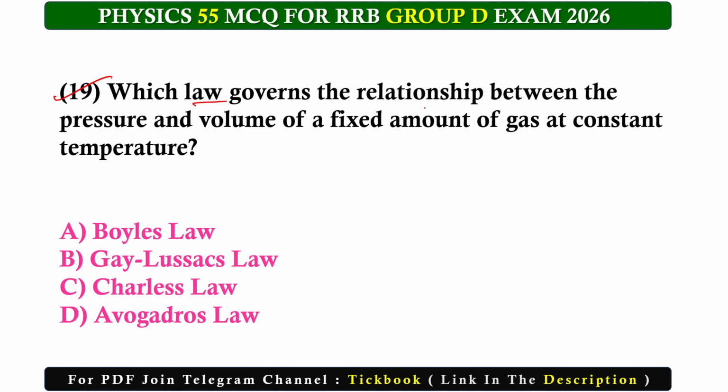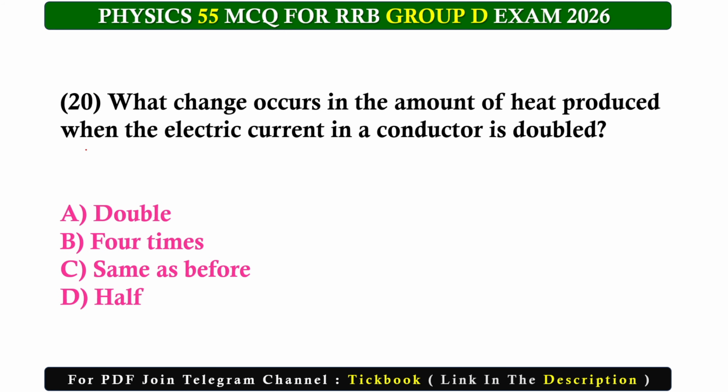19. Which law governs the relationship between the pressure and volume of a fixed amount of gas at constant temperature? Option number A, Boyle's law. 20. What change occurs in the amount of heat produced when the electric current in a conductor is doubled? Option number B, 4 times.